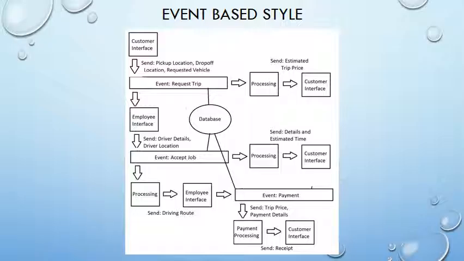And a driver can accept that job, which is the next event. So the driver will send the driver details and the driver location from their employee interface, and then that will send, once they've accepted, the details and estimated time to the customer interface, letting them know how far away they are and all that kind of stuff, which is also then saved to the database.